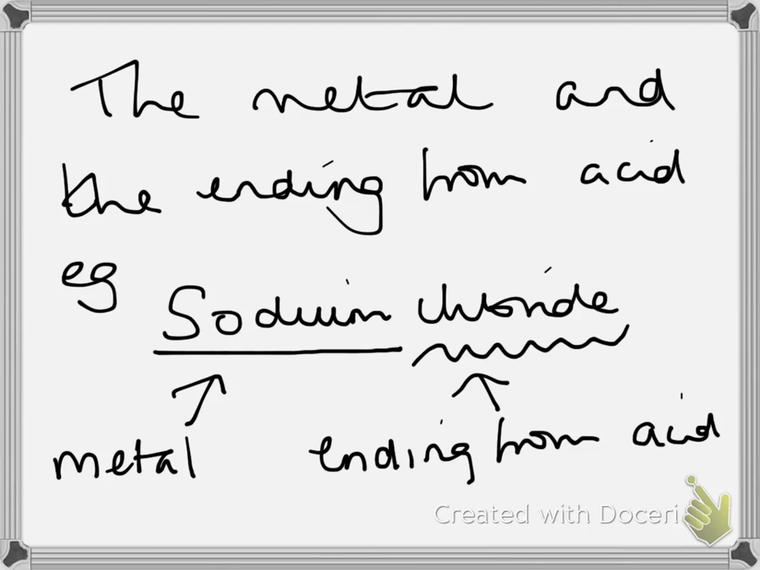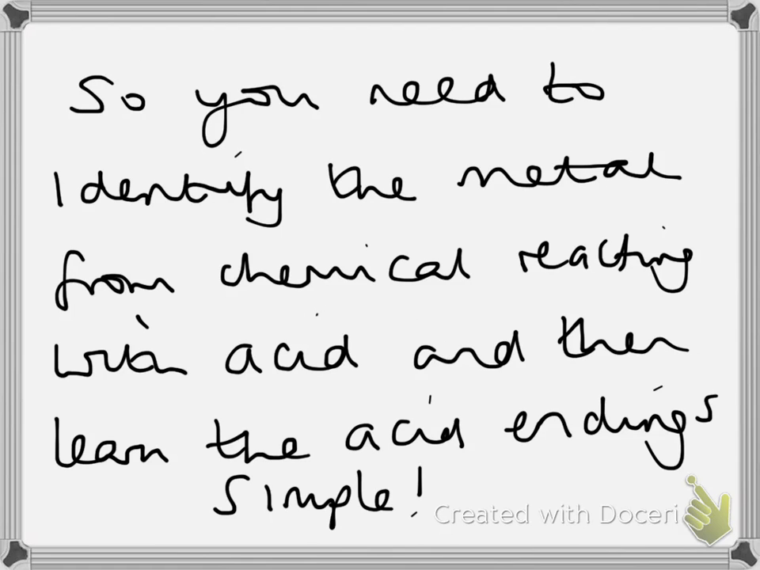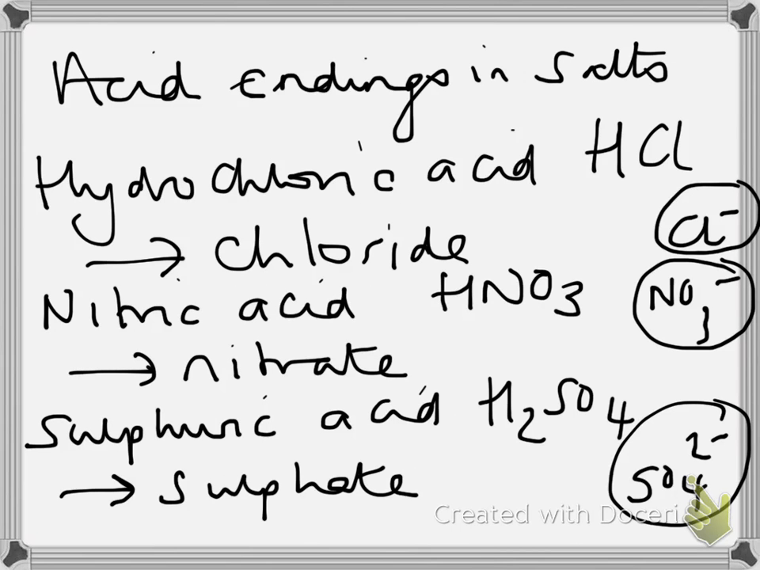The second part of the salt's name comes from the acid that you're neutralising. So common things are like hydrochloric acid making chlorides, sulfuric acid making sulfates, etc. So in this case, if you've got sodium chloride, that's come from neutralising hydrochloric acid. So you need to identify the metal from the chemical reacting with the acid and learn the acid endings. It's obviously simple if you've learnt it. So generally the acid endings, things like hydrochloric acid will form chlorides, nitric acid will form nitrates, sulfuric acid will form sulfates. So when you get the ion in the salt, for a chloride it'll be a Cl- ion, for a nitrate it'll be an NO3- ion, and for a sulfate SO4 2- ion.